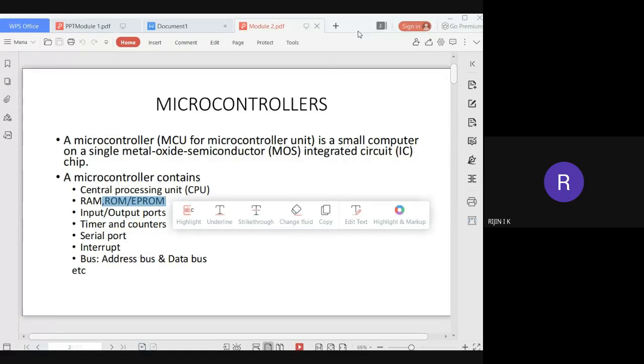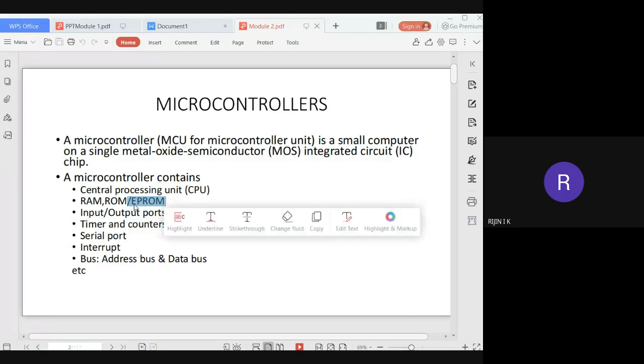ROM is read-only memory. Once something is written, it will be there. You can read everything, but you can't write anything to that memory. But EEPROM means erasable program ROM. So അതൊക്കെ നമുക്ക് detail ആയിട്ട് പഠിക്കാം.